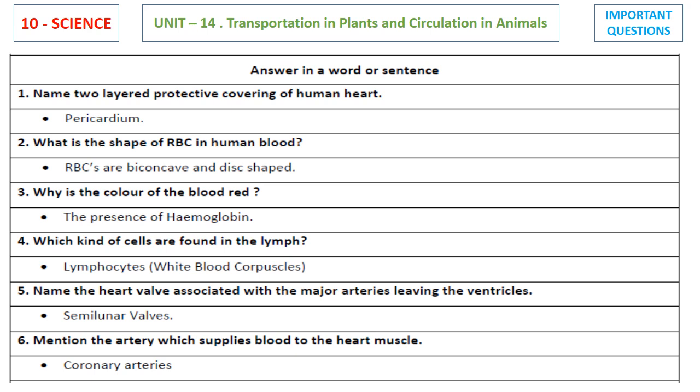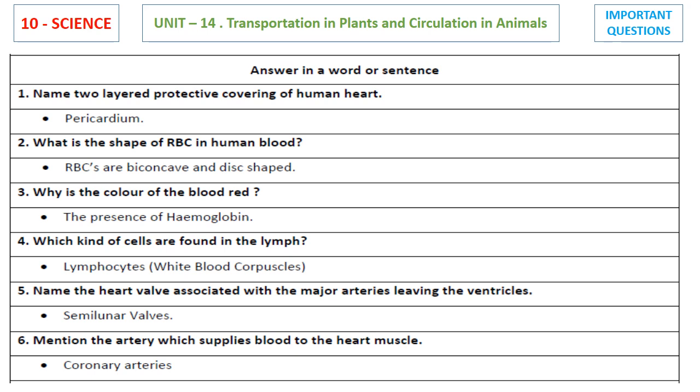Unit 14: Transportation in plants and circulation in animals. Important questions. Answer in a word or sentence. 1. Name the two-layered protective covering of the human heart. Pericardium.